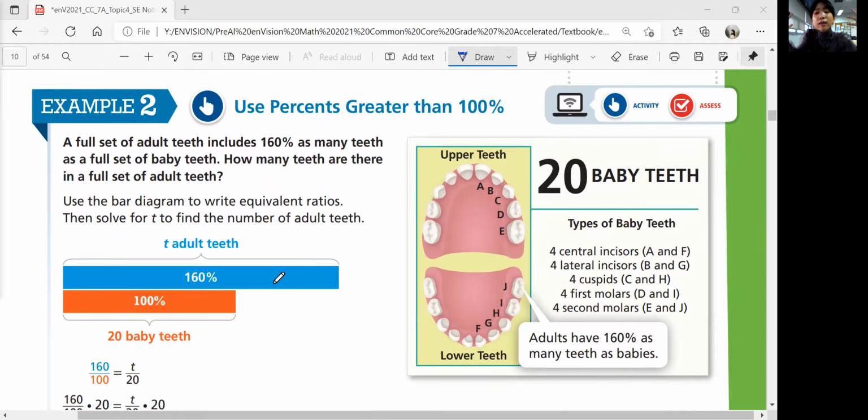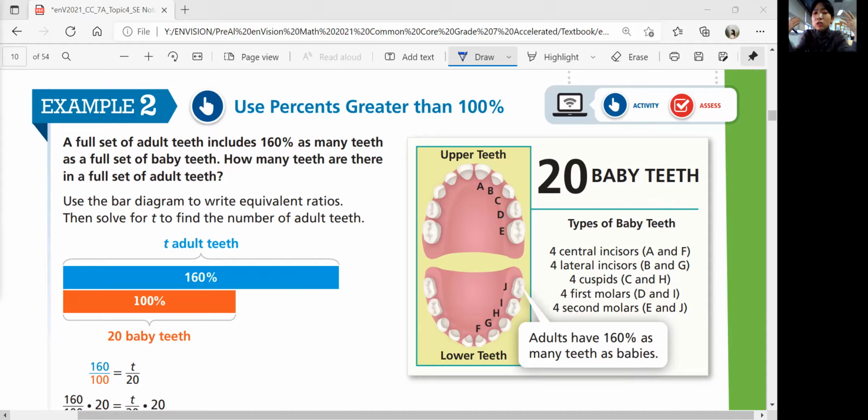100% of baby teeth is 20 teeth, right? 20 baby teeth. But adult teeth, you have more than that. So it's going to be greater than 100%, which is 160%. Doubling would represent 200%. If you have 100%, 200% is another 100%, so that's a double. 160% is a little bit less than double. So you can estimate: 20 times 2 is a double, 40. So adult teeth should be less than 40.